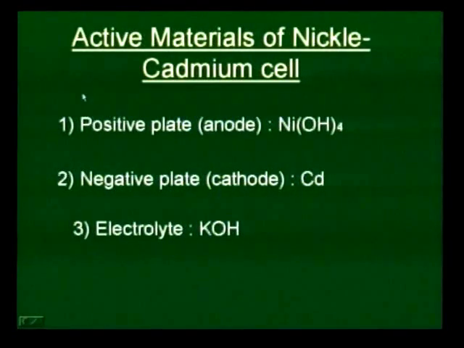Now we will look into nickel cadmium cell. Nickel cadmium cell is another type of alkaline cell. The active materials used here are: the anode, or the positive plate, consists of Ni(OH)4. The negative plate, or the cathode, consists of cadmium. Here the electrolyte is potassium hydroxide, the same as that of nickel iron cell.